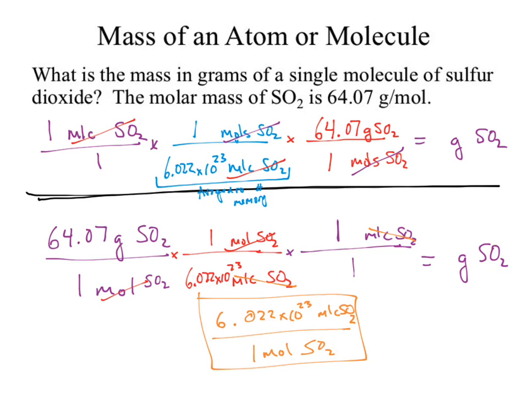Okay, the bottom one, 64.07 grams of SO2. I know that goes in the numerator because it's in the numerator. Why should I put molecules of SO2 in the numerator? The substance SO2 is in the numerator. Is the molecules of SO2 a conversion factor?